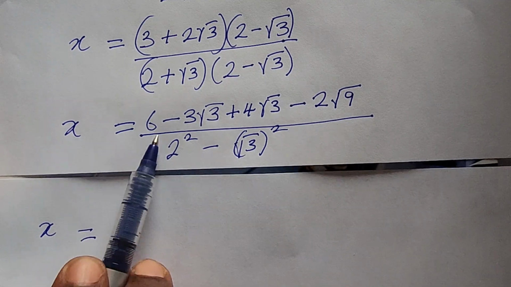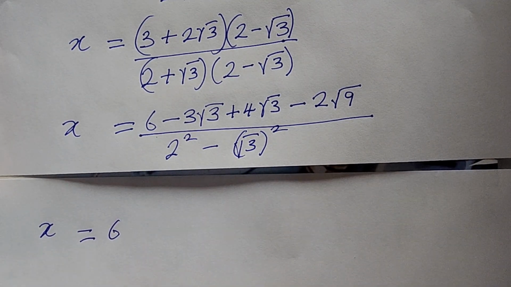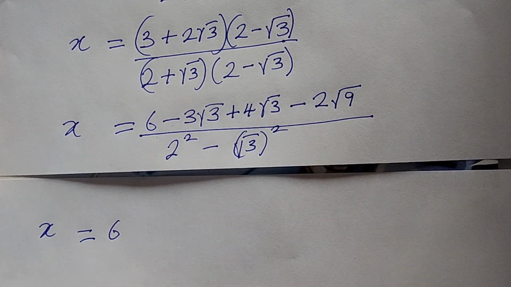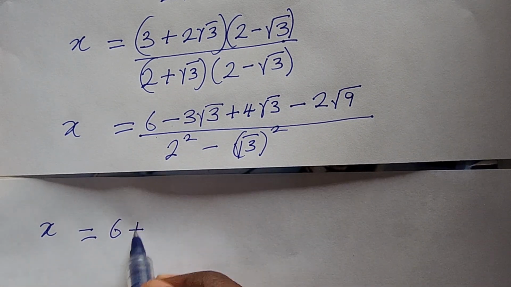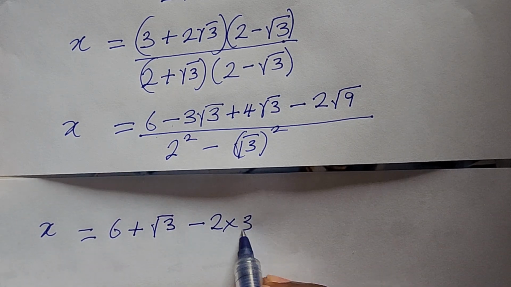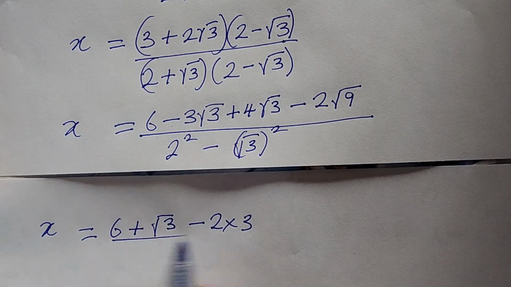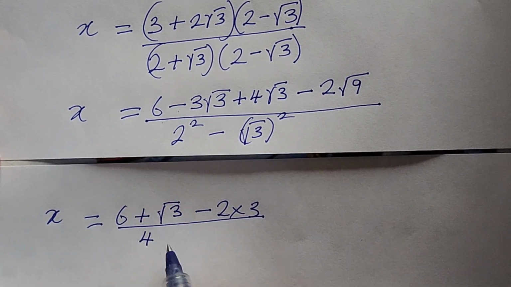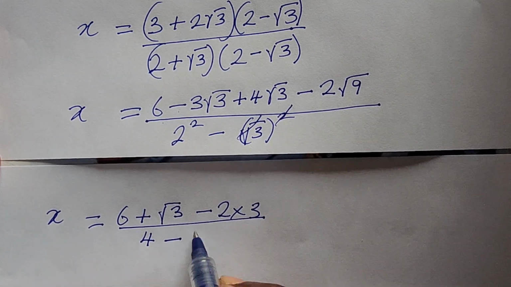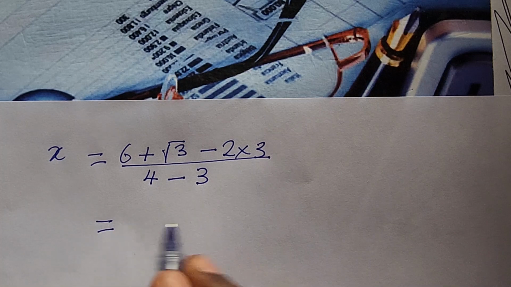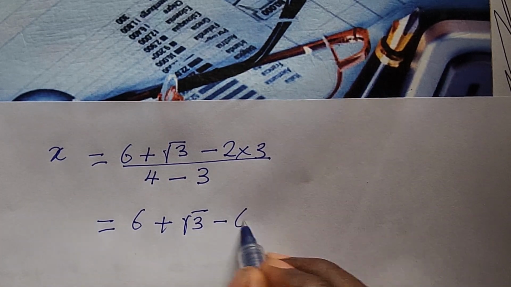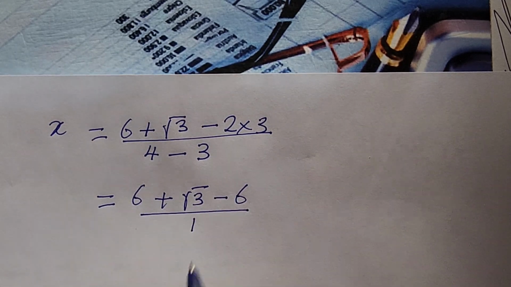So from here, we're going to have our x now be equal to, let's look at it carefully, 6 here. Let's keep our 6. Then minus 3 root 3 plus 4 root 3 will give us plus our root 3. Then minus 2 times 3. Then everything all over our 4 minus this radical, or this power goes with this radical. So here we are left with our 3. This will now give us our 6 plus root 3, then minus our 6, all over 1.